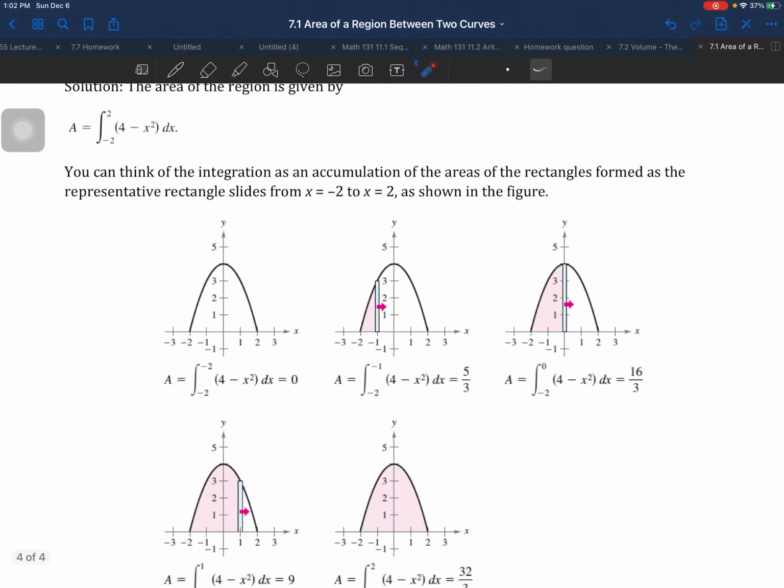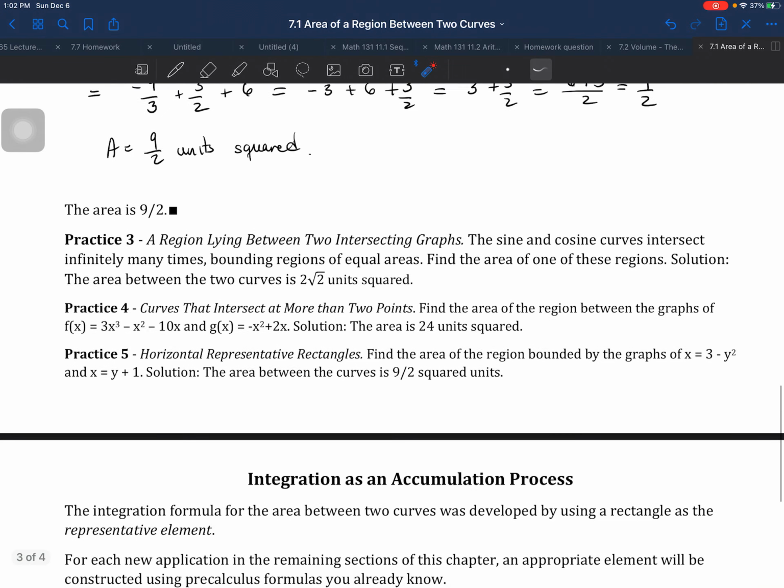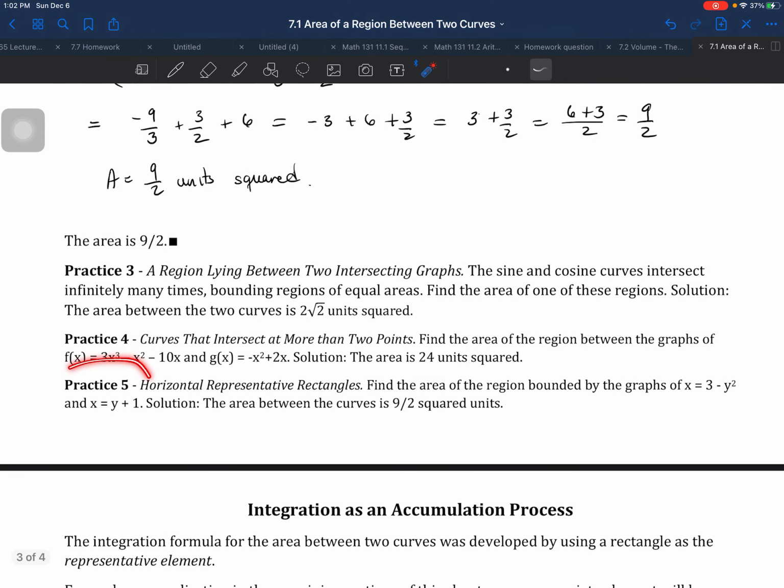All right. So there's another example that I want to talk about, and that is specifically practice number 5. In this example, this will give us an extension concept of how to find the area under a curve with respect to a different variable, y instead of x, which is sort of known as the horizontal representative rectangle. And I'll talk about that in the next section, in the next video.